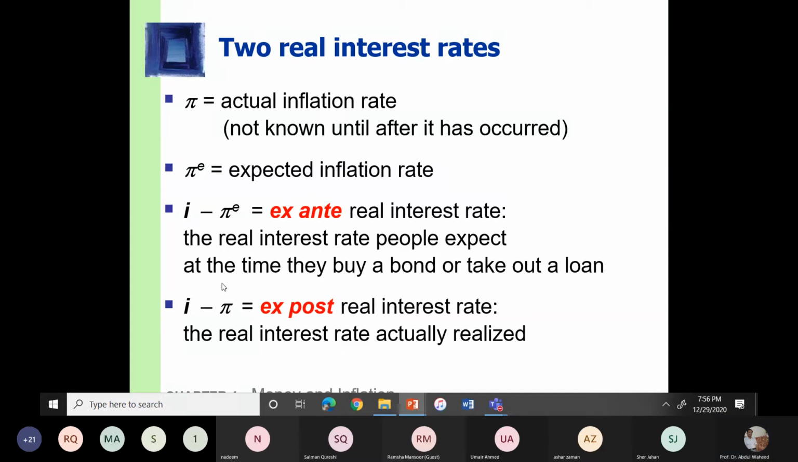And if actually the inflation rate is 8% rather than 10%, then 15 minus 8 would be 7. So my ex post real interest rate would be 7%. So the ex post real interest rate is the interest rate which is actually realized. This ex ante and ex post real interest rate difference is simply because of the expected inflation rate and the actual inflation rate.